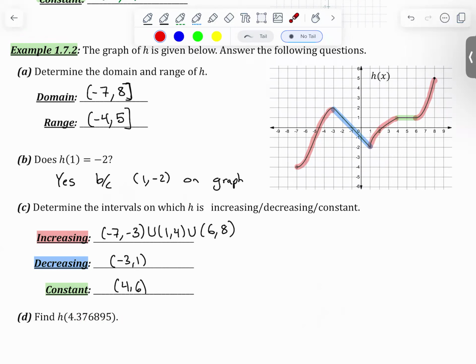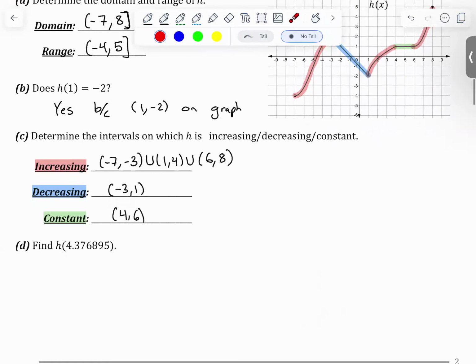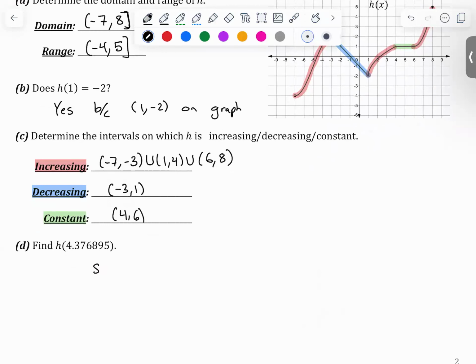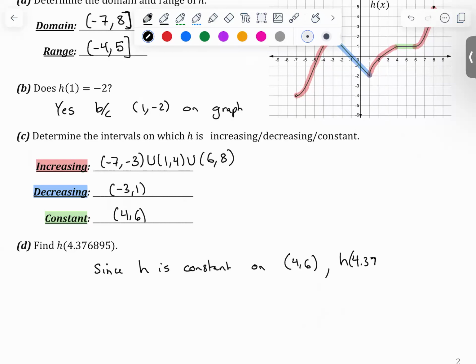But you have to remember that since h is constant on (4, 6), h of 4.376895 is equal to 1. So it's trying to scare you by putting this really, really obnoxious decimal number out at you.